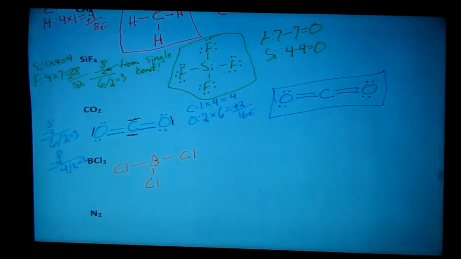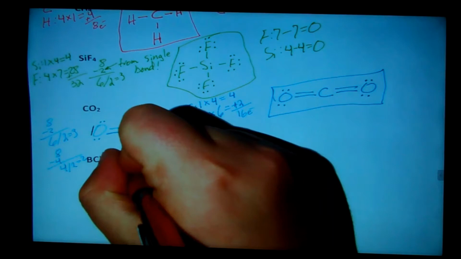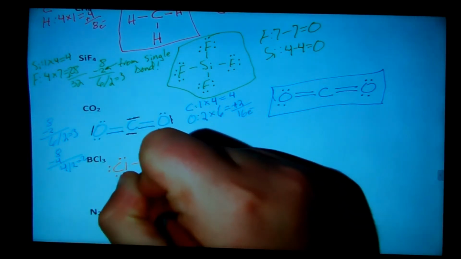Give everything a full octet where required. In this, these chlorines have 2 electrons because of these bonds, so they need 6 electrons, which transfers into 3 lone pairs. 1, 2, 3. Same thing for these other ones.